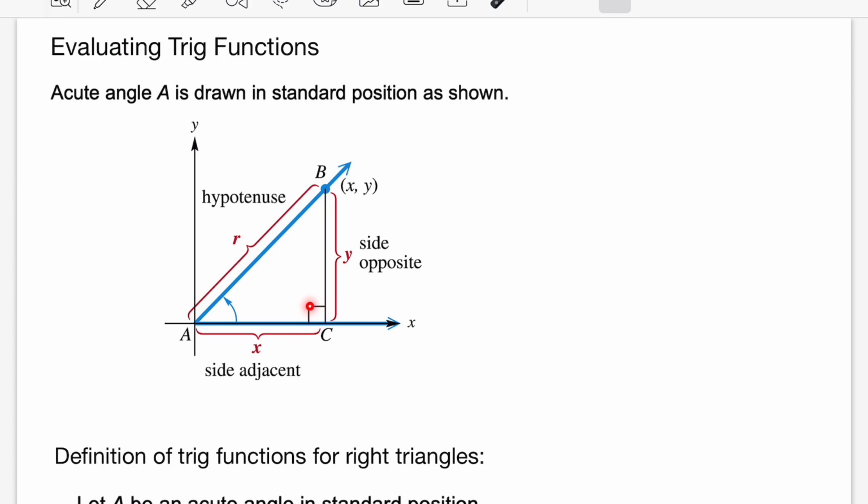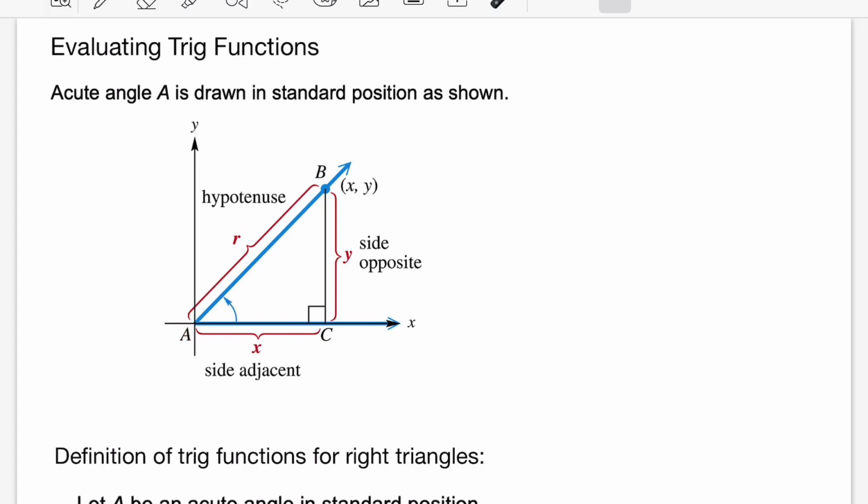This angle here is going to be 90 degrees. Now along this x-axis here is our initial side, and here is our terminal side. Now the length of this side here of our triangle is going to be x, and it's also going to be called the adjacent side because it's adjacent to our angle A in standard position.